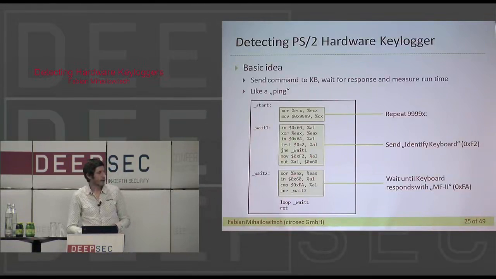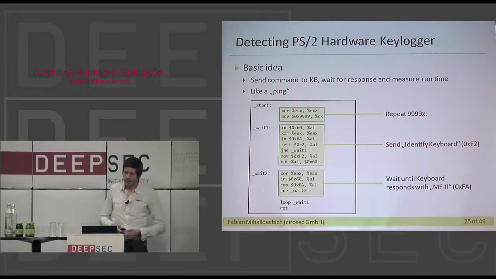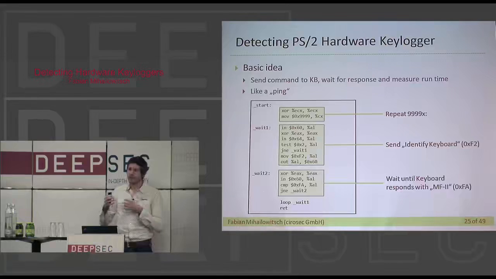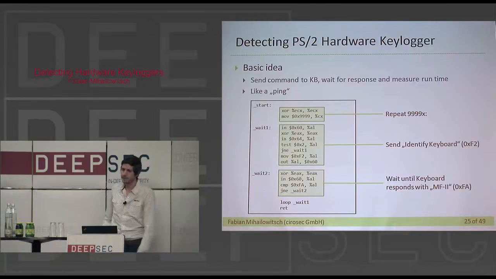And then I go into a loop and wait until I get the response of the keyboard for MF2, which actually is FA. The whole stuff here I'm doing in a loop like 10,000 times. So I basically send a command, wait for the response, send a command, wait for a response, and do it various times. So I can measure how much time it takes if a keylogger is present and if no keylogger is present.